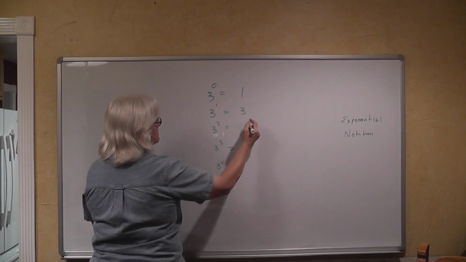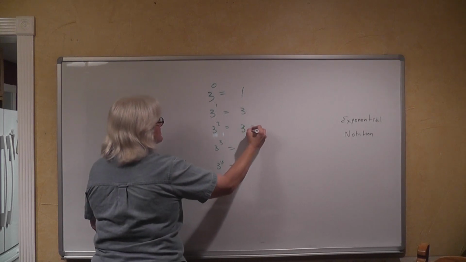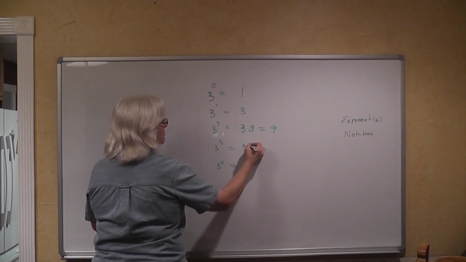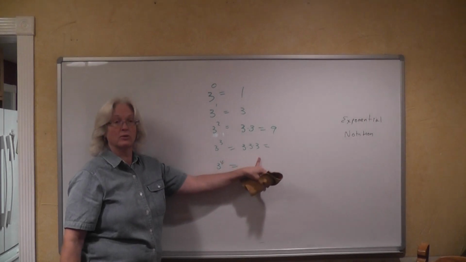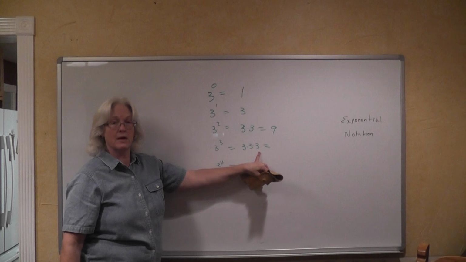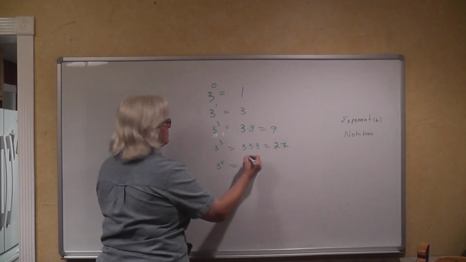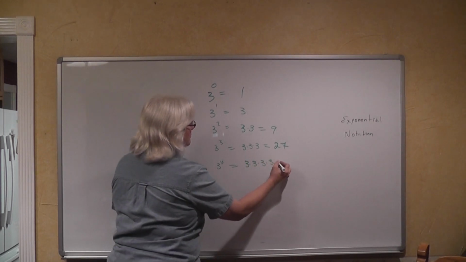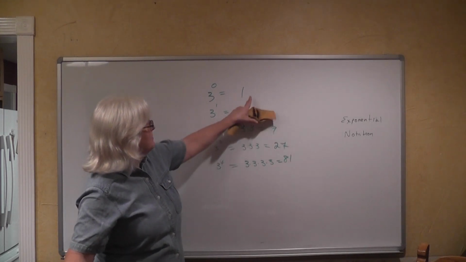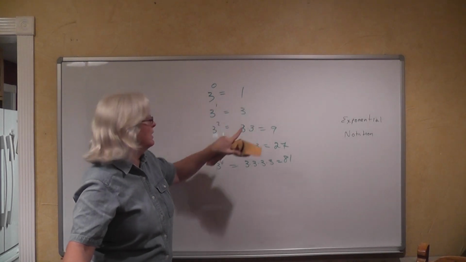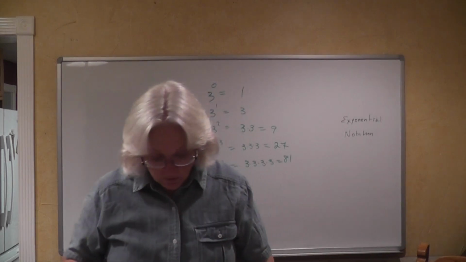You have 3 times 3, which is 9. Here you have 3 used as a factor 2 times. The base says use it as a factor. The exponent says use it as a factor that many times. You have 27. You have 3 to the 4th, which says use 3 as a factor 4 times, to give you a result of 81. Again, anything to the 0 power is 1. Anything raised to the first power is just the same as the number itself.